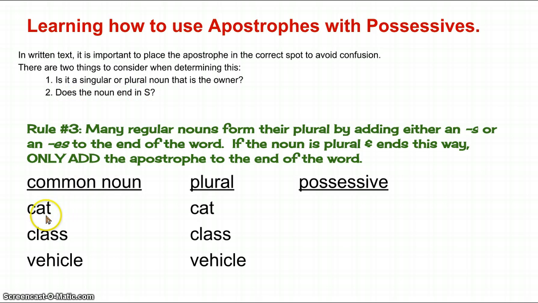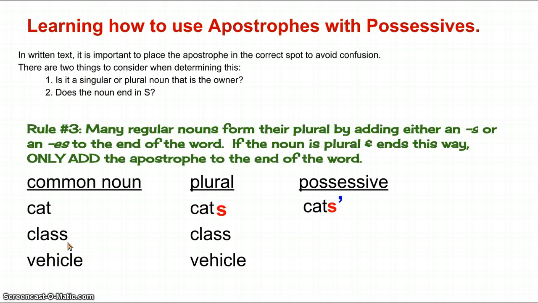So let's look at the word cat. That's the common noun. How do we make cat plural? That's right. You just add an S. Okay, now we have a noun that's plural. It already ends in S. And what's the rule? If the noun is plural and ends this way, either an S or an ES, you're only adding the apostrophe to the end of the word. So since it's cat, it's plural, ends in S, we're only adding a what? That's right, an apostrophe. So then what you'll have is this, C-A-T-S apostrophe.